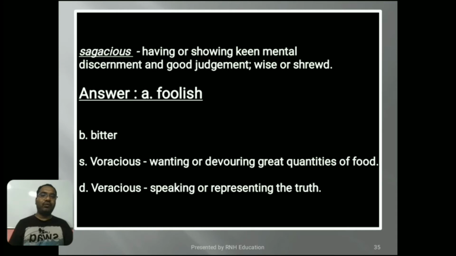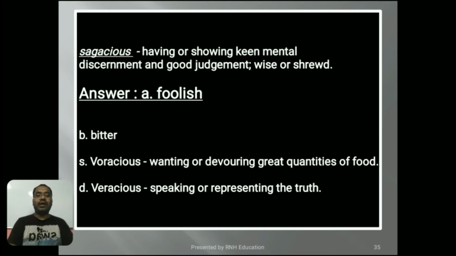Okay, at first take the word sagacious. What does it mean? That means having or showing keen mental discernment and good judgment. That is wise. That means wise or shrewd. Okay, wise. Actually sagacious means wise. So the right answer should be foolish. The opposite word should be foolish.